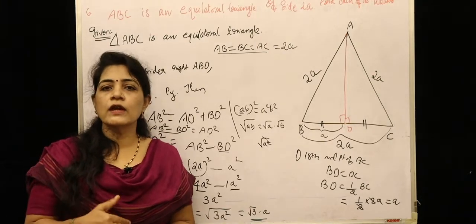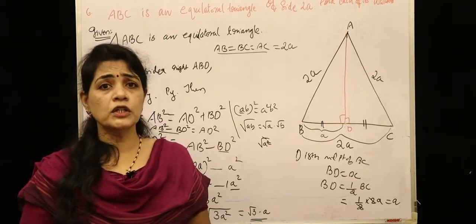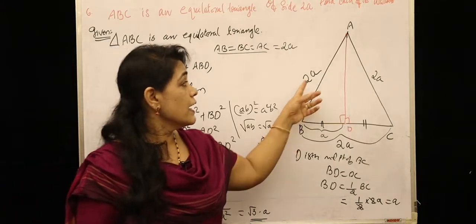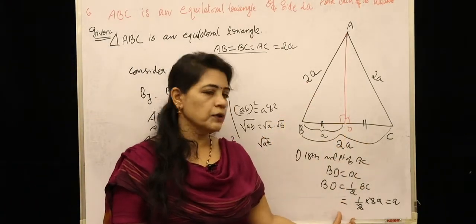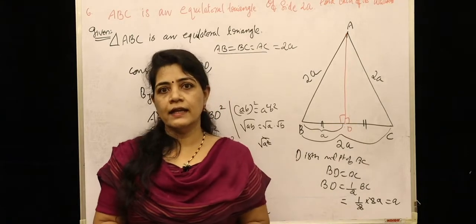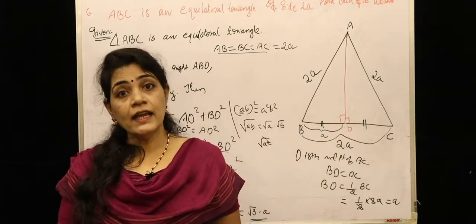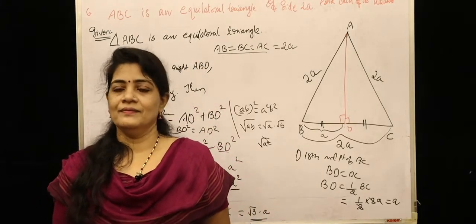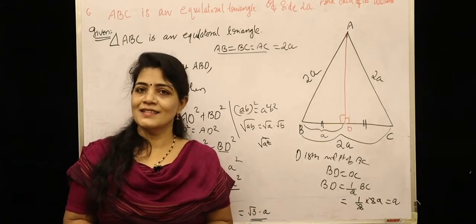In the same way you can get all the altitudes. Even if the sides are different, you just continue in this manner, so you can easily get the altitude of any equilateral triangle with any side. Okay, so this is all about the sixth problem.